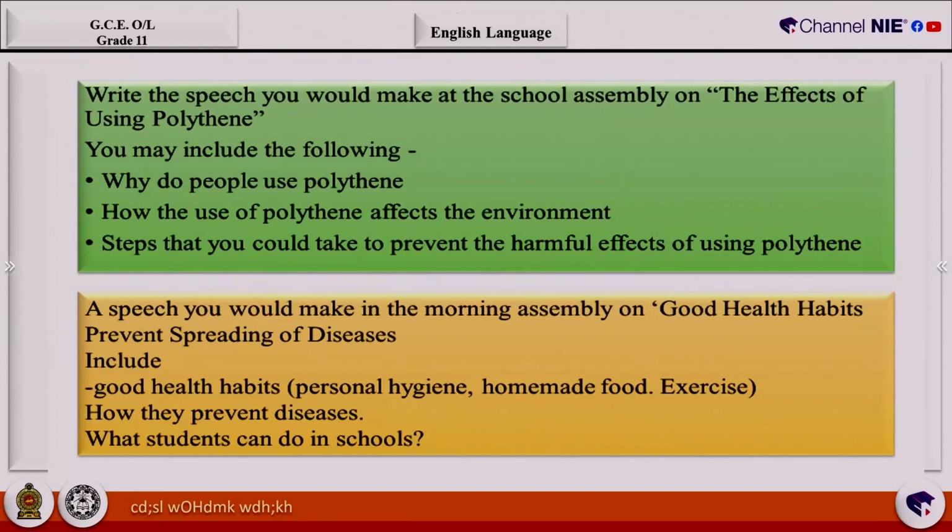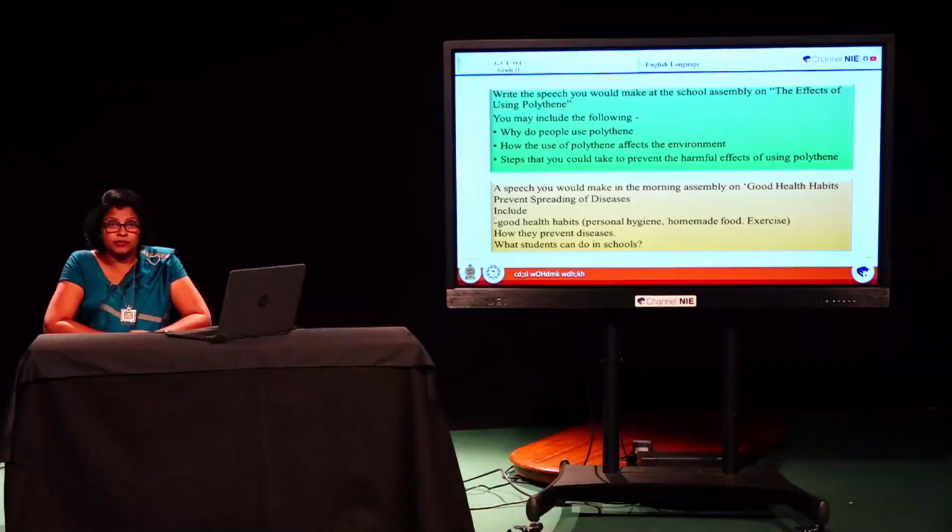So, when you are giving a speech, first of all, you have to greet and address the gathering. If it is a school assembly, you have to greet your principal and the teachers, and also you have to greet your brothers and sisters, your friends. And then you are going to introduce the topic that you are going to speak about. And only after that, you can provide your information, your details related to the given topic.